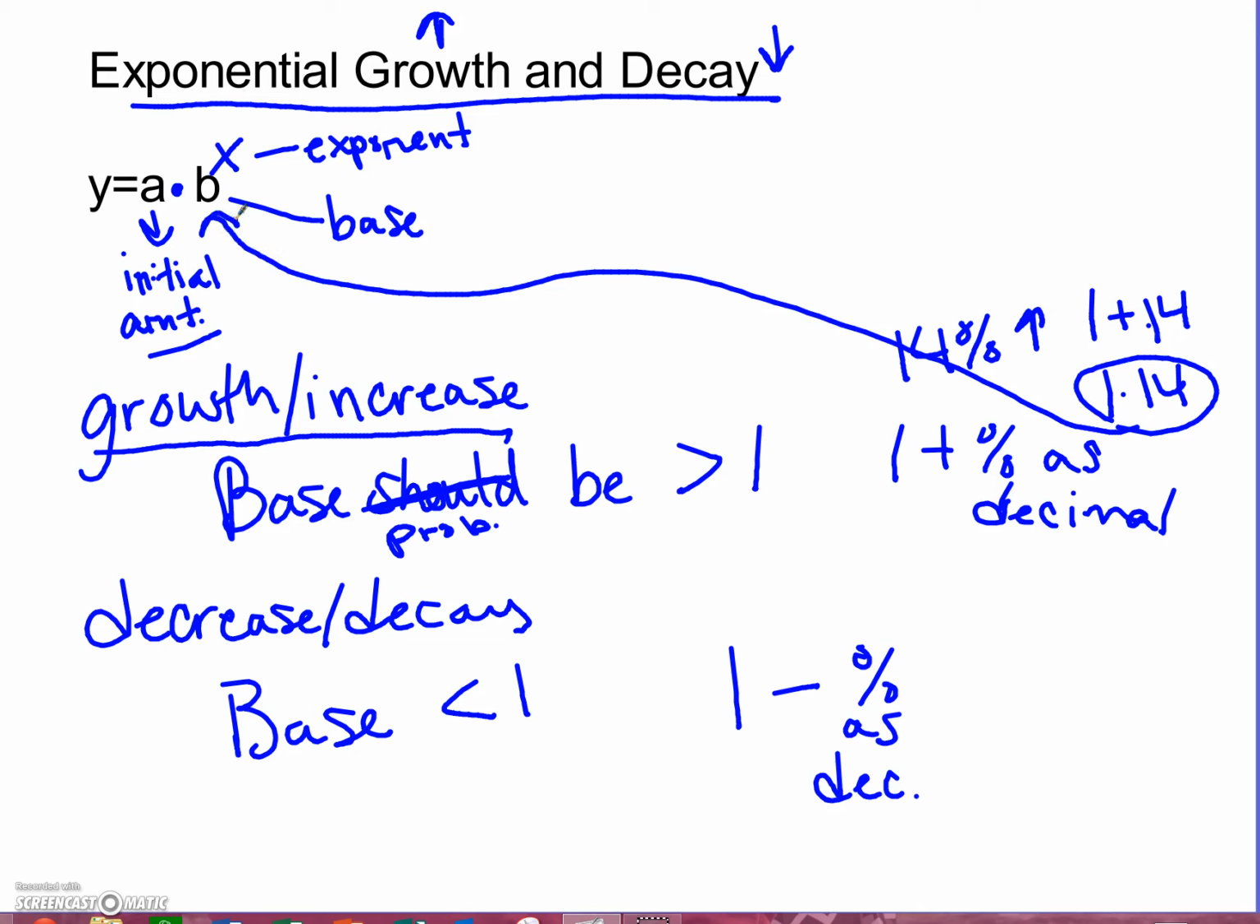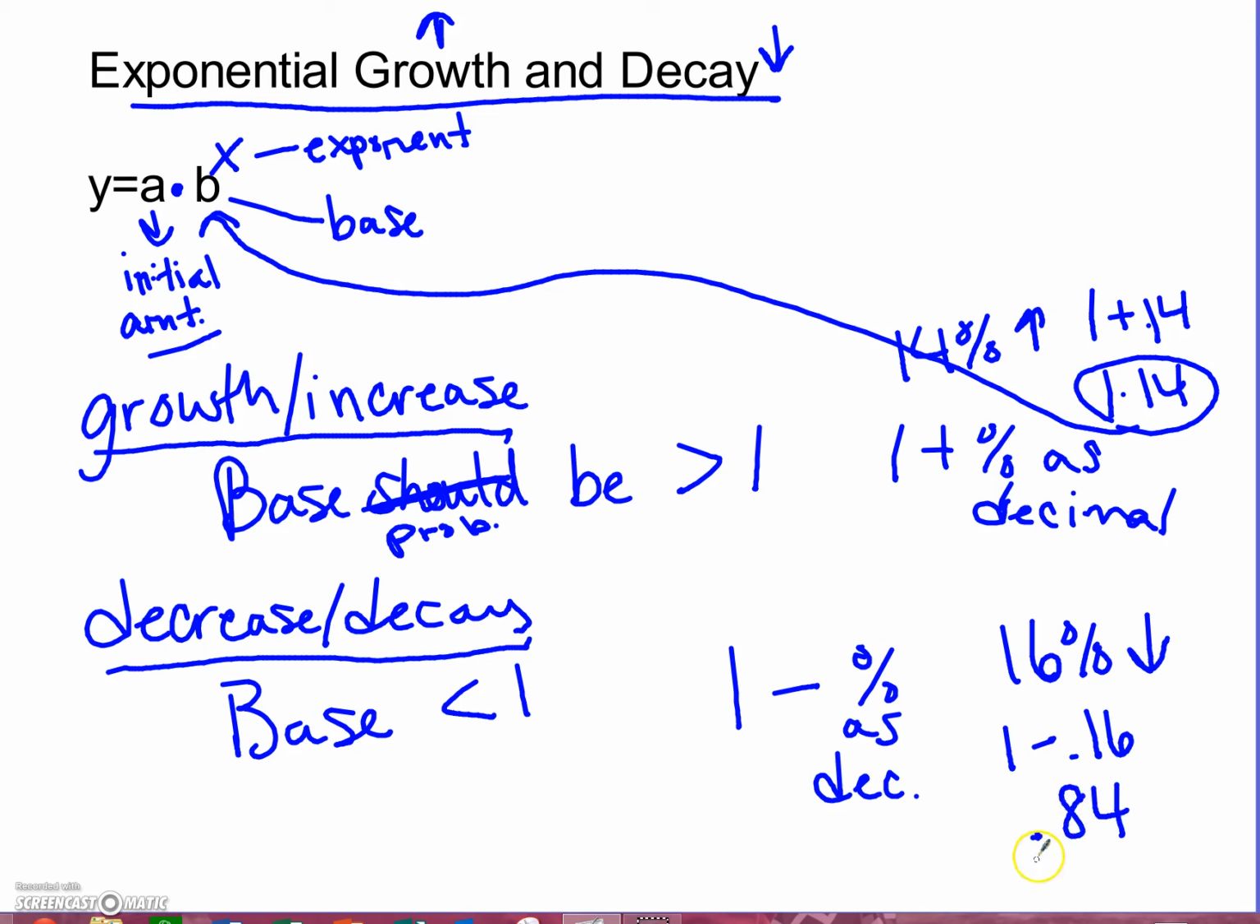Okay? All right. When we have a decrease or a decay, our base is going to be less than 1. You're going to do the same thing: if I have a 16% decrease, then I'm going to do 1 minus that as a decimal, which is minus 0.16, which would give me 0.84. Again, that would become my base.